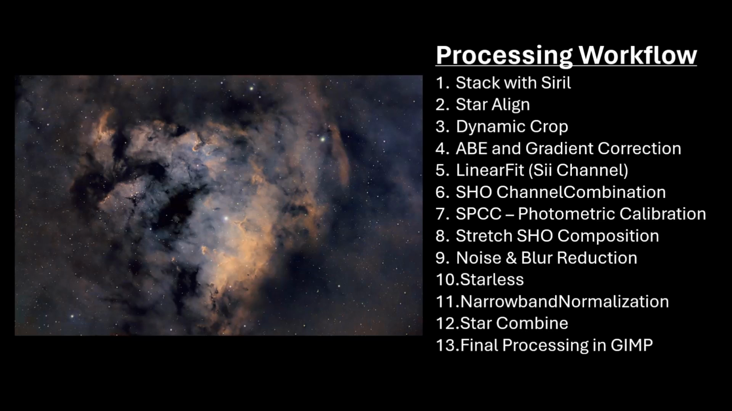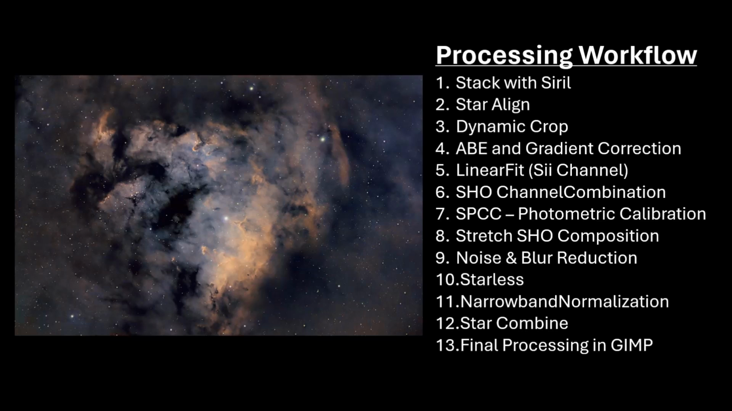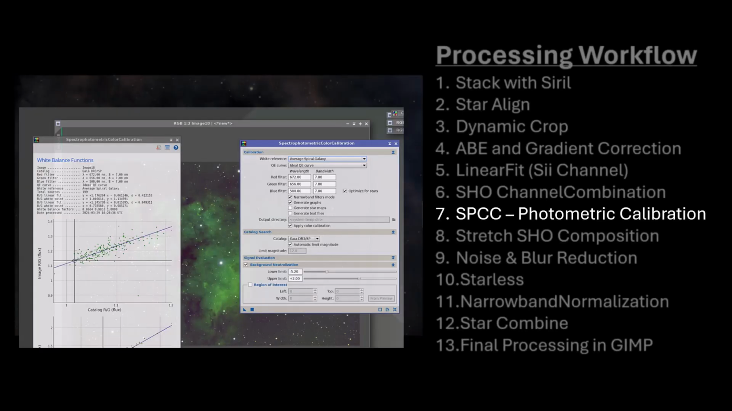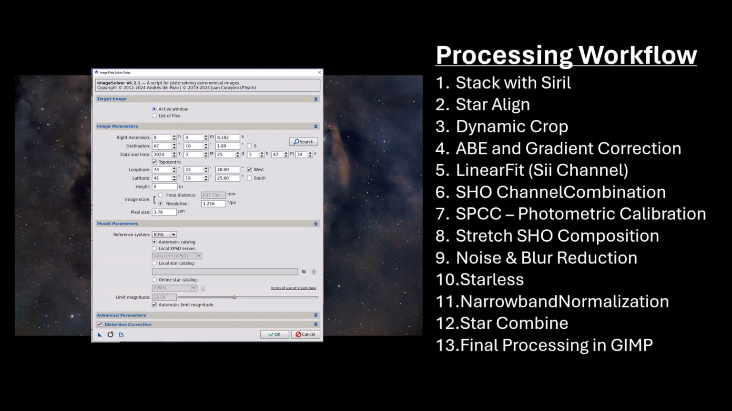And then I was able to take the sulfur, the hydrogen, and the oxygen and use the channel combination tool to composite an RGB image. Now, the stars are going to look terrible when you do this for narrowband. And one way that you can address that is to use SPCC or a photometric calibration tool to try and get those colors properly represented. Now, remember, in order to use SPCC or any of these photometric calibration tools, you need to first plate solve the image. So you can use the image solver for that purpose.